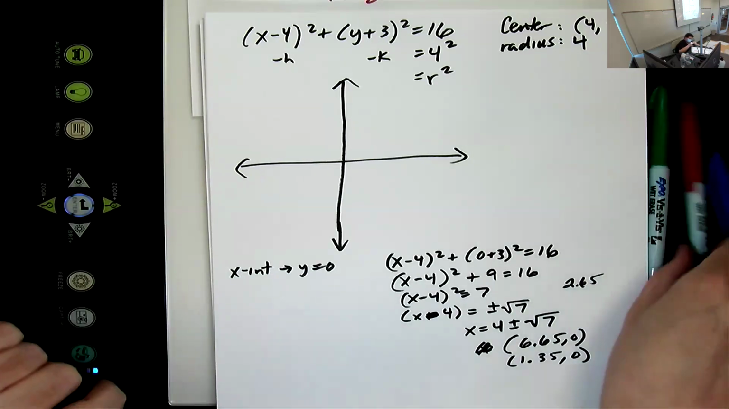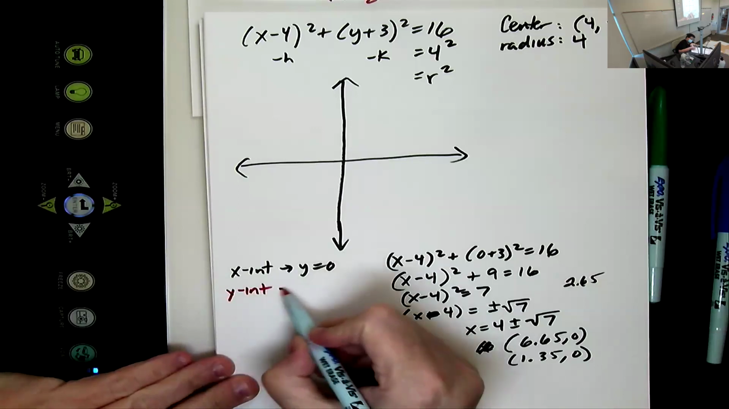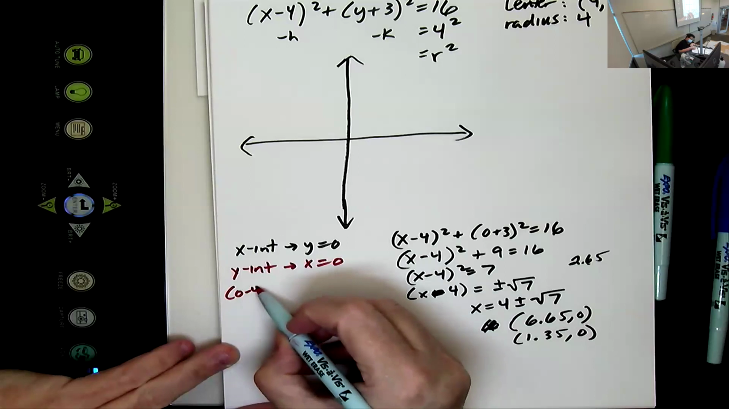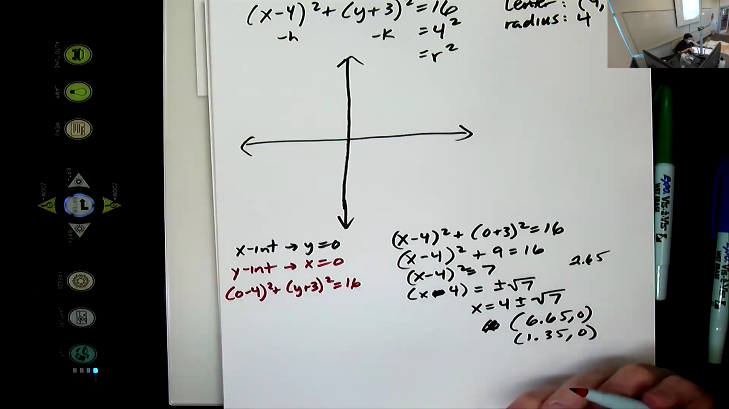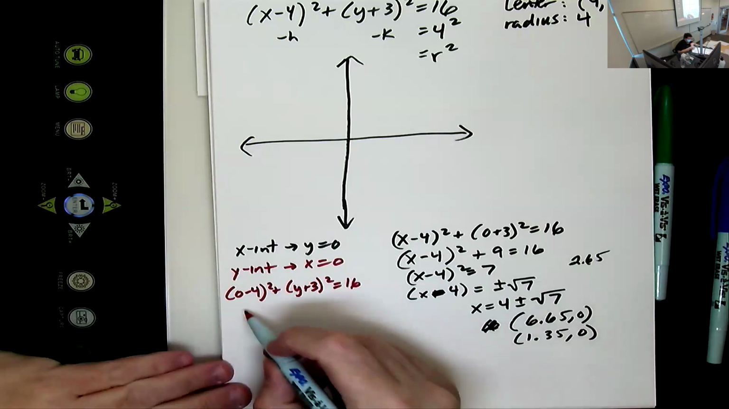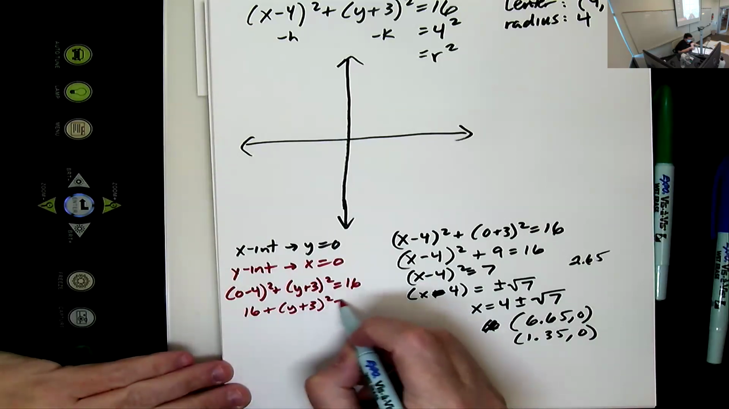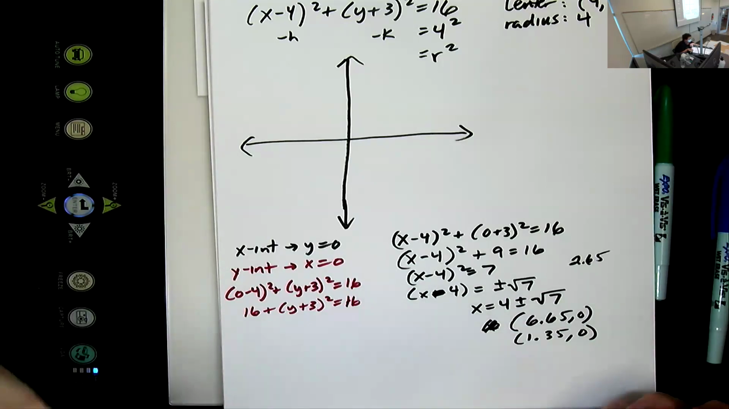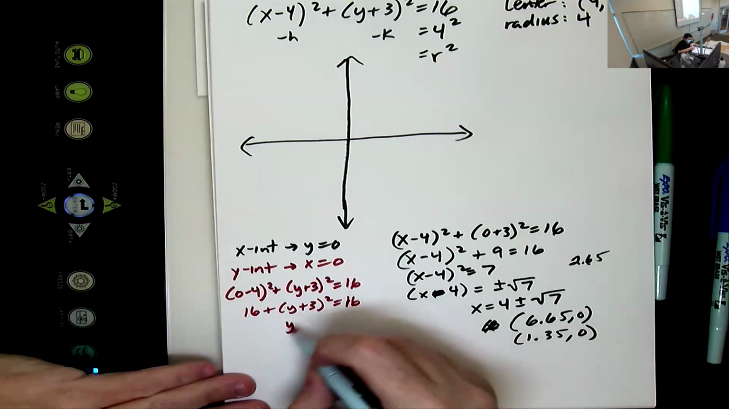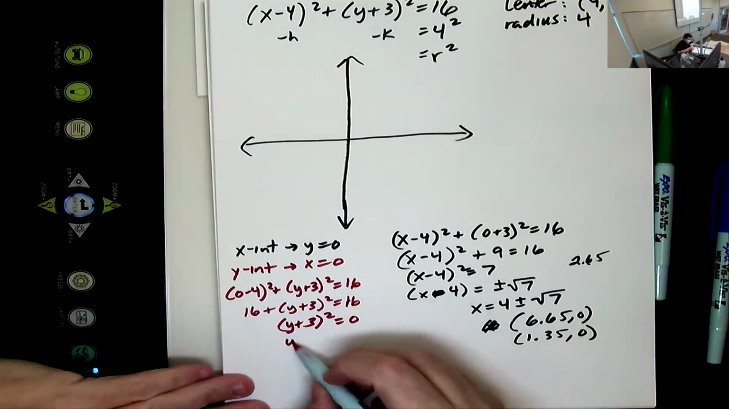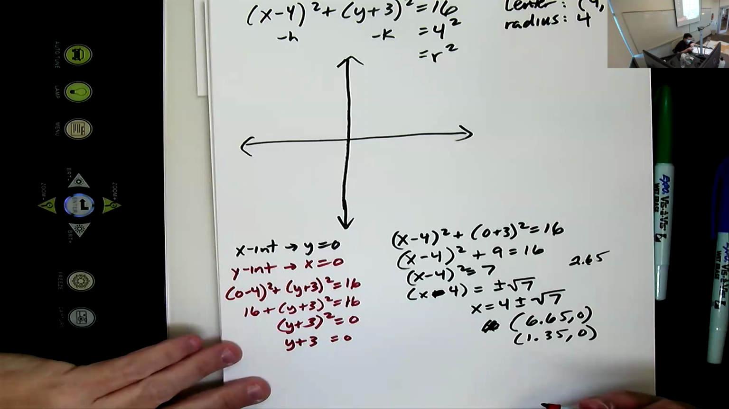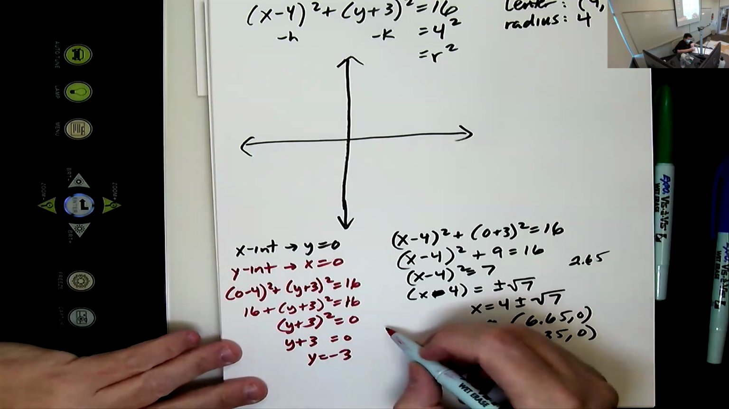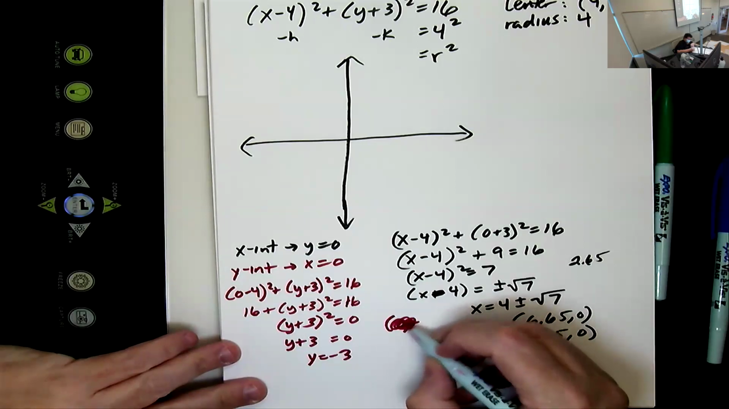Y-intercept, similar. x equals 0. This is gonna give us some nice points, because y plus 3 squared equals 0. I take the square root, I just get 0. There is no plus or minus, because plus or minus 0 doesn't make sense. So y just equals -3. There's only one: 0, -3.